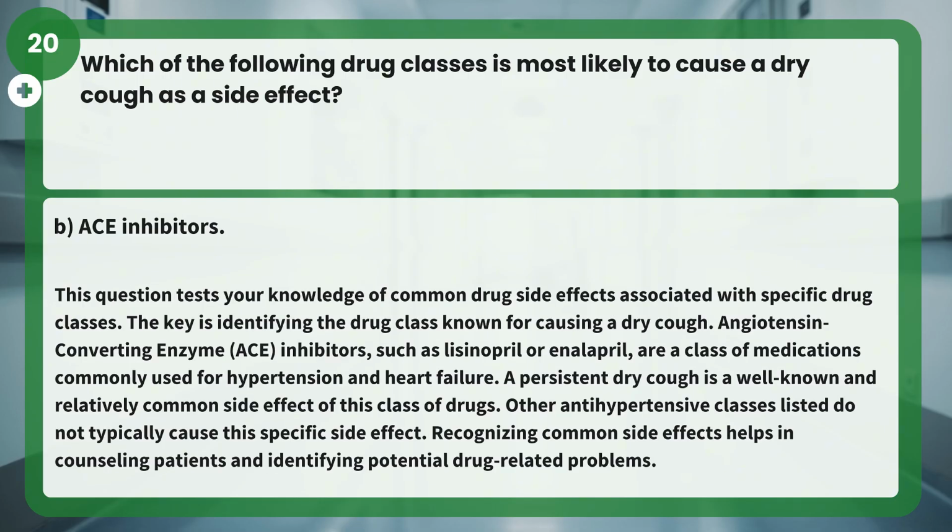Answer: B. ACE inhibitors. This question tests your knowledge of common drug side effects associated with specific drug classes. The key is identifying the drug class known for causing a dry cough. Angiotensin-converting enzyme, ACE, inhibitors, such as lisinopril or enalapril, are a class of medications commonly used for hypertension and heart failure. A persistent dry cough is a well-known and relatively common side effect of this class of drugs.